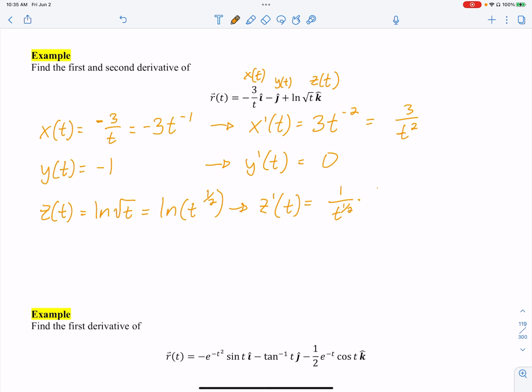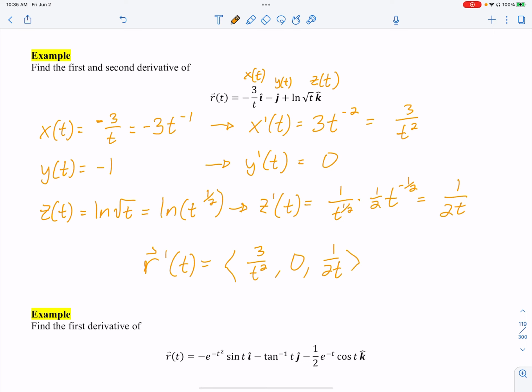And then we take the derivative of the inside. So the 1/2 comes down, and then I get a negative 1/2. This is going to give me 1 over 2 times t. The t to the negative 1/2 goes down by 1, adding a 1 with that other t to the 1/2, and then a 2 on the bottom. So that means r prime of t is equal to, in component form this time, 3 over t squared, 0 always, and then 1 over 2t. So there is our tangent vector given any t, given the function r of t above.